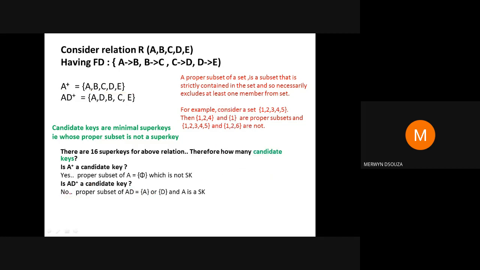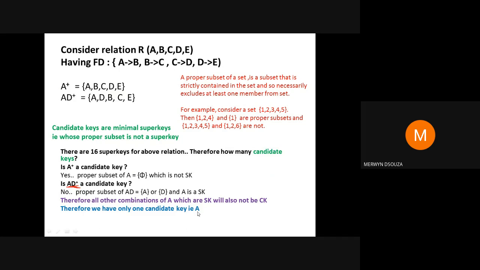Since we have found that this is not a candidate key, we can conclude that all other combinations of A which are super keys will also not be candidate keys. Since AD cannot be a candidate key, all the other combinations of A which are super keys will also not be candidate keys. Therefore, in this example we have only one candidate key, and that is A.